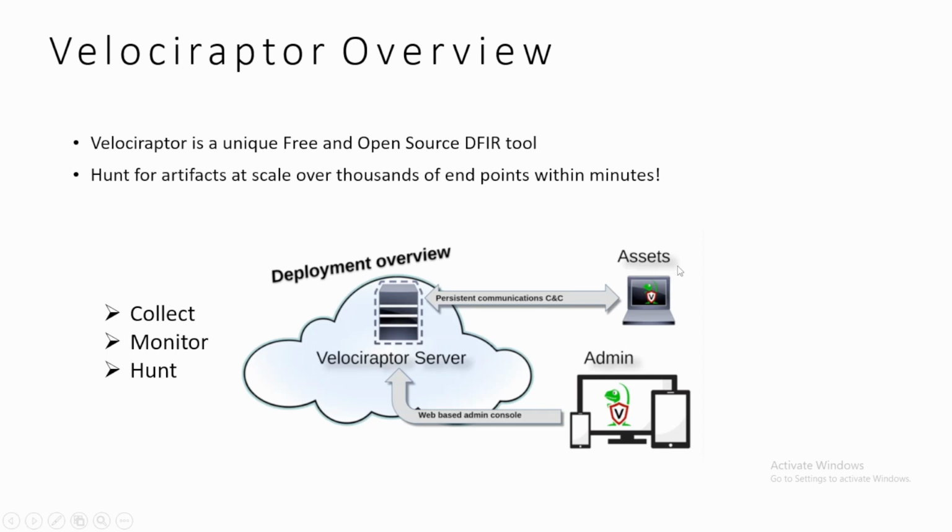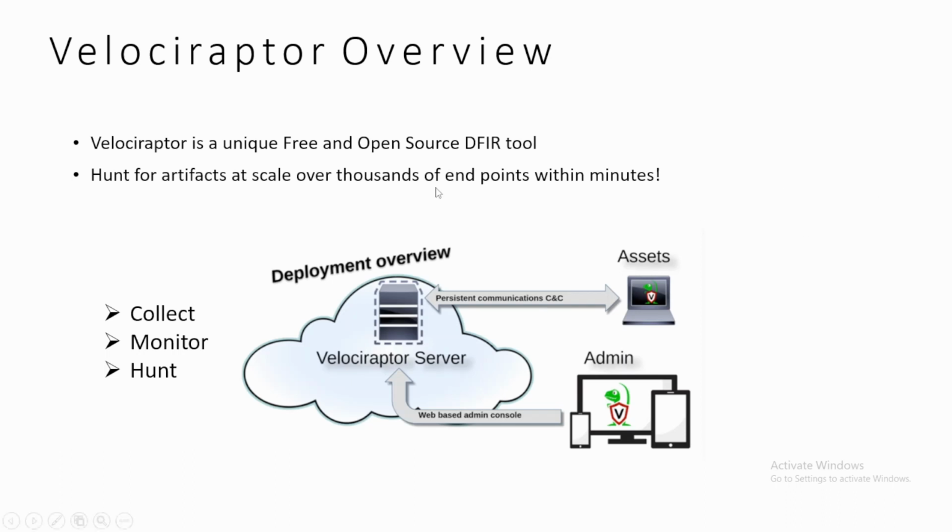Okay, Velociraptor. Wow, Velociraptor is a unique free and open source DFIR tool, and you can even use it as an EDR, because it has the capability to hunt for artifacts at scale over 1,000 endpoints within minutes. So you can collect, monitor, and hunt for threats.